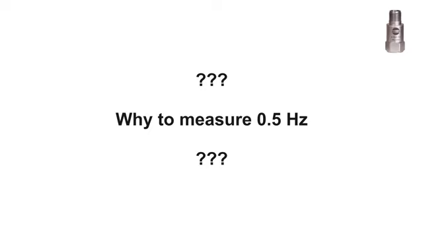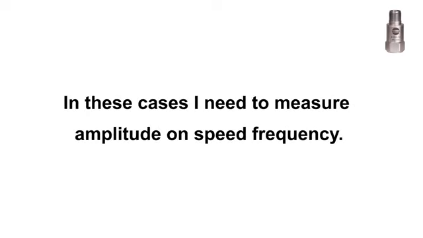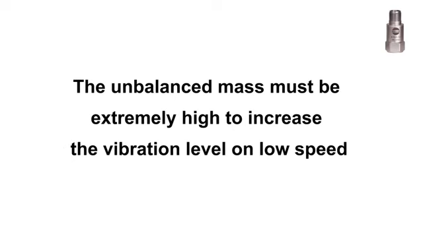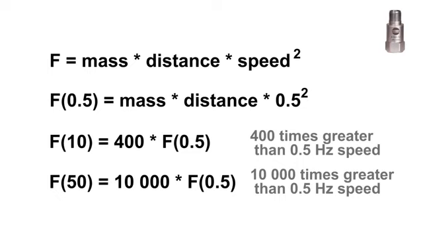But let's go back to the basic question. Why measure the amplitude on half Hz? The answer is simple. I would need it when I would want to balance the machine or investigate looseness or misalignment. In these cases, I need to measure the level on speed frequency. But I do not know who wants to do it. When the speed is so low, then you should have an unbalanced mass of tens of kilograms to increase the vibration level. The centrifugal force depends on the power of speed. On 30 RPM, it will be very low.